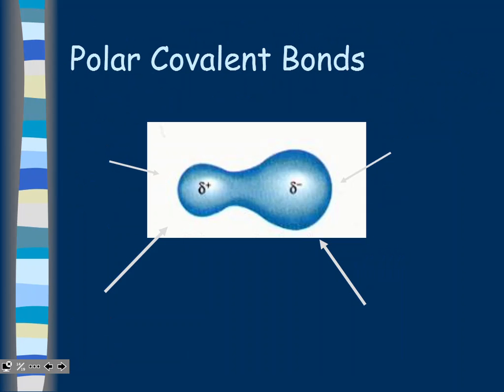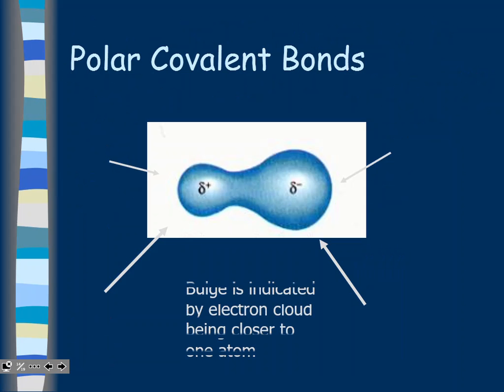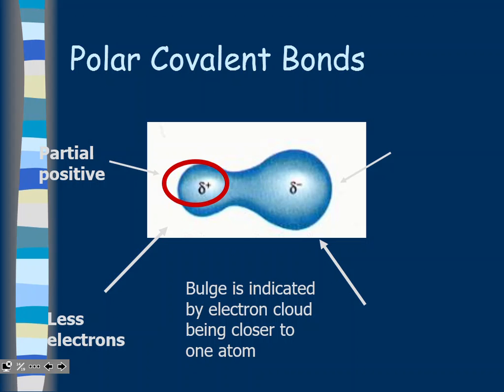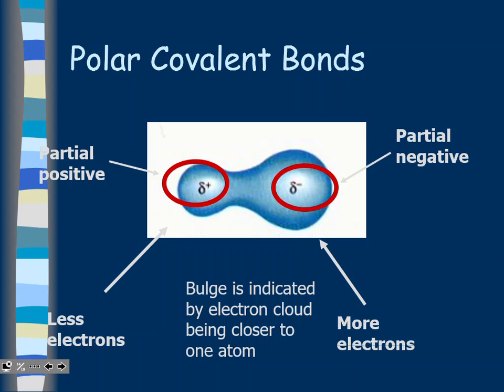So here, looking at this particular example, the bulge indicated by the electron cloud closer to the atom to the right there. What's that going to tell you? That the left side with not as much of a bulge is the partial positive, and there are fewer electrons spending time around that particular atom. Over there, the partial negative side, they have more electrons spending more time around there. And this is usually based off of those electronegativity values. The more electronegative element is going to be pulling the electrons closer to them. So in this case, the atom on the right here is more electronegative than the atom on the left.